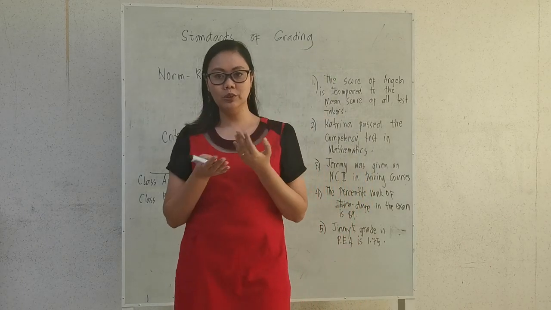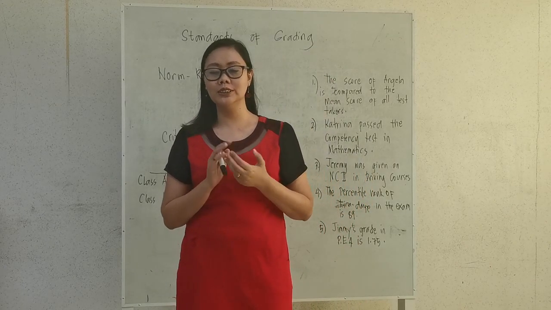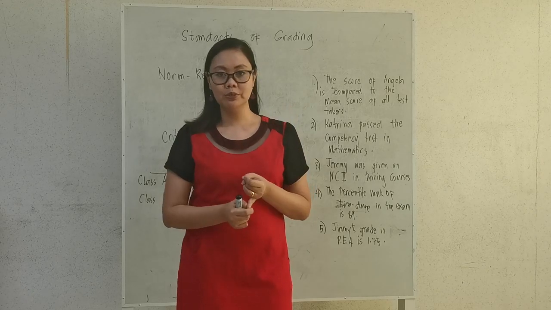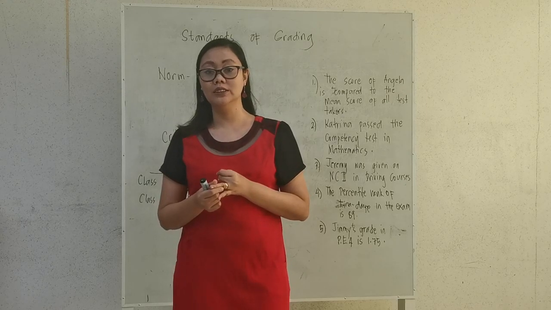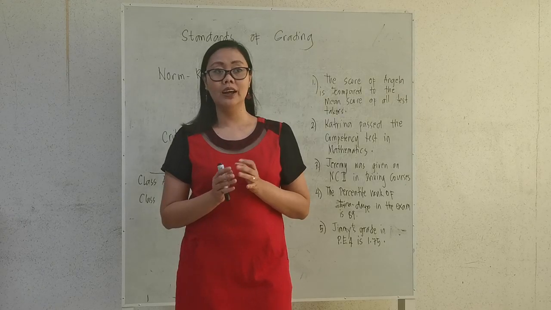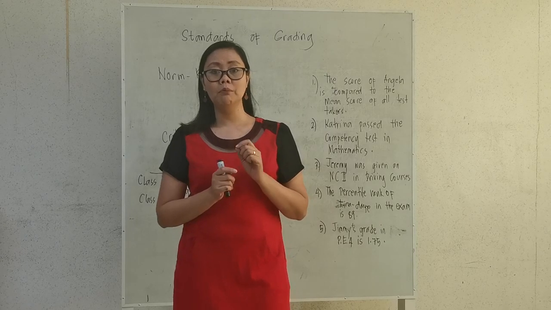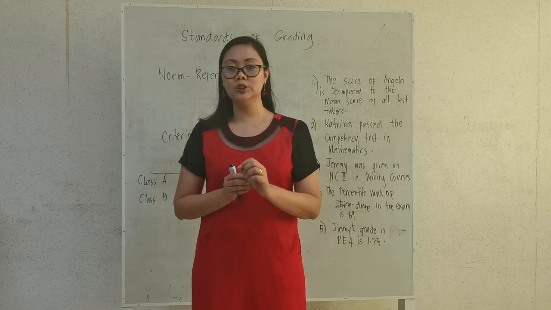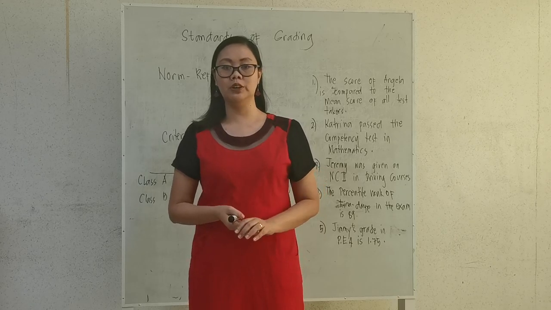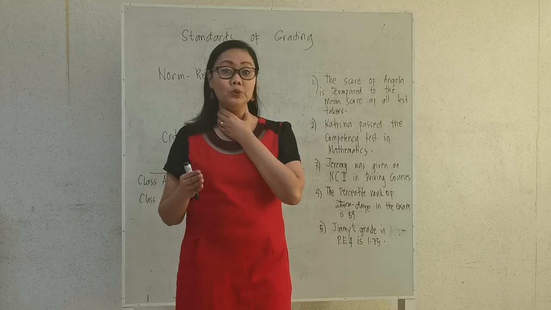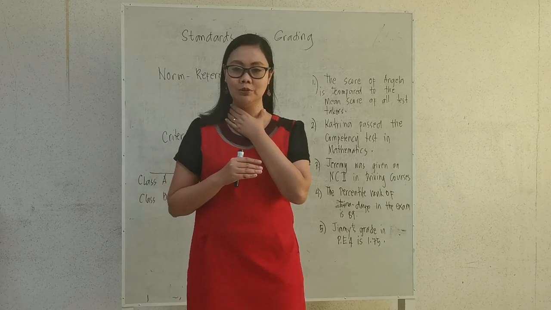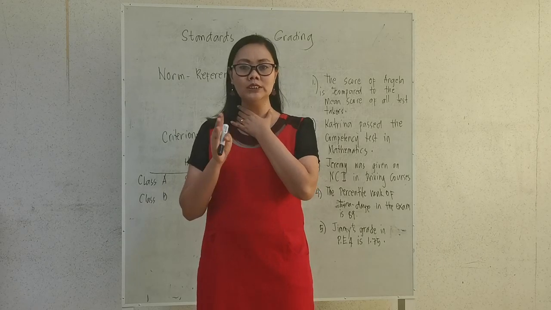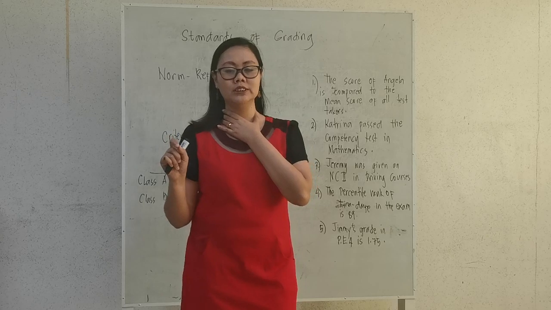Okay, so again, welcome. Today we are going to discuss the standards of grading, which are the norm reference grading system and the criterion reference grading system. A lot are confused about these two, but it's easy to understand the differences between these two reference grading systems. In college, of course, we are making use now of a criterion reference grading system because we are preparing future professionals. But how is it different from a norm reference grading system?